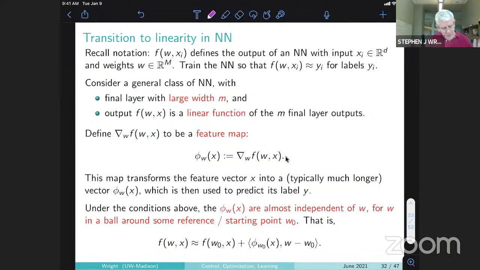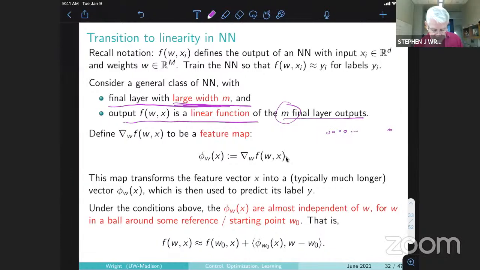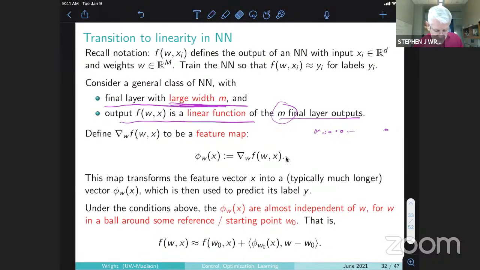So what is the setting that makes neural nets behave like linear least squares? Well, I can't talk about general neural nets. I've got to talk about some very specific neural nets. These are nets where the second last layer has a large width, which we'll call M, and the output of the neural net, the Y value, the label that you're outputting, is a linear combination of the outputs of the final layer. So we're talking about neural nets with a very wide layer, width M here.